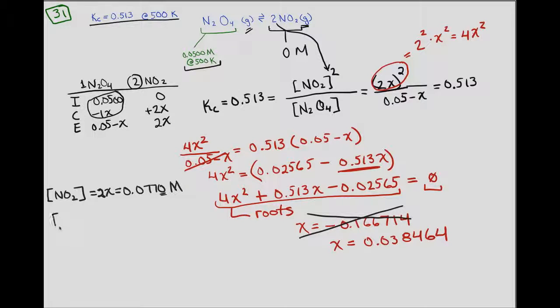And we're going to get the concentration of N2O4, and that is equal to 0.05 minus x. Take the x from here, plug it in here, and it's going to give you 0.0115 molar. What else is it asking for? If the reaction vessel initially contains this, what are the equilibrium concentrations of this and this at 500 Kelvin? Okay, so that's all this was asking for. Here is the answer to the problem.